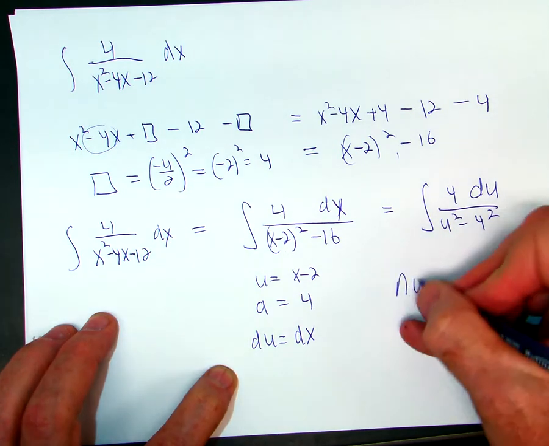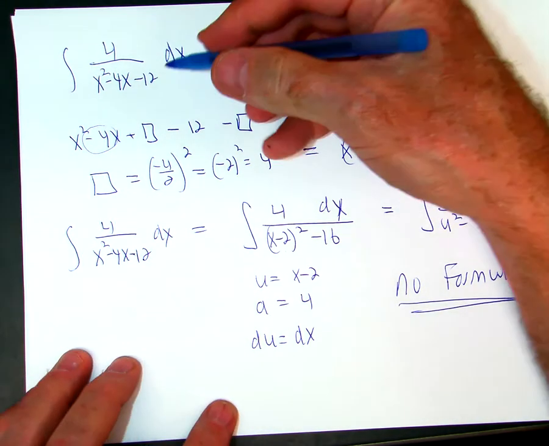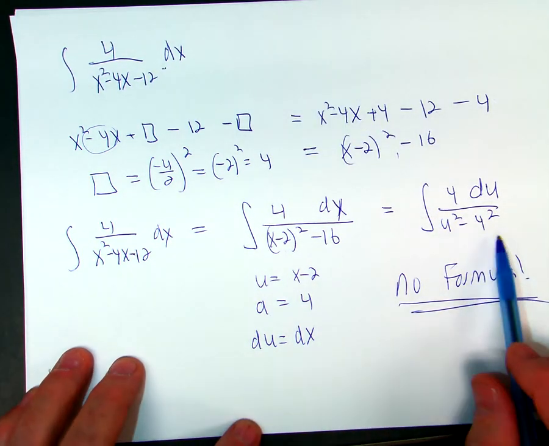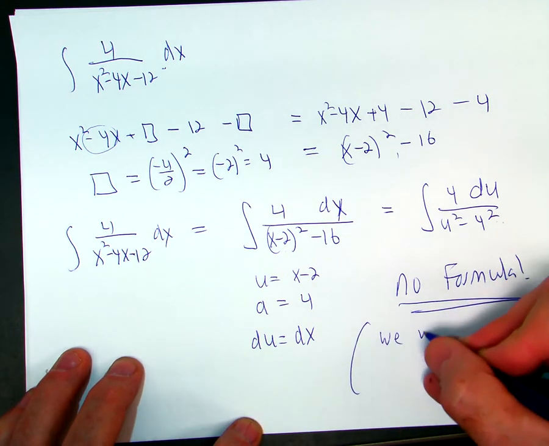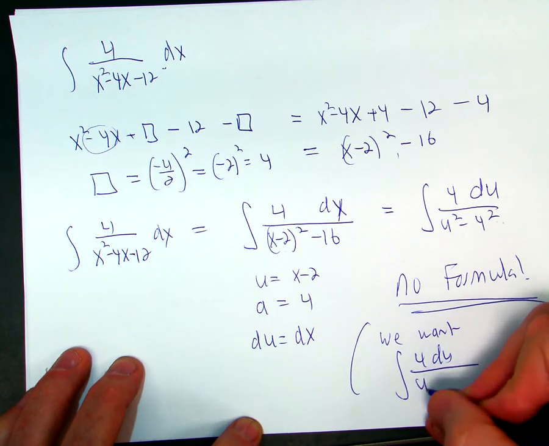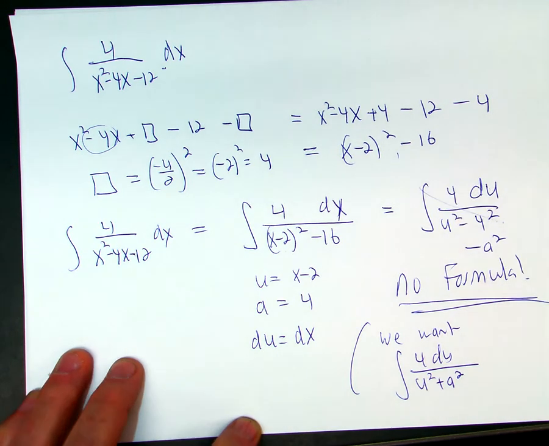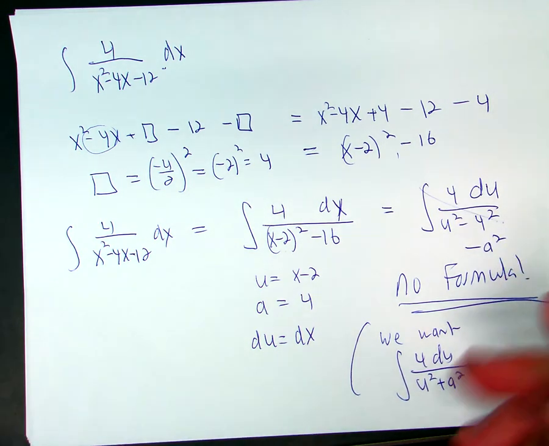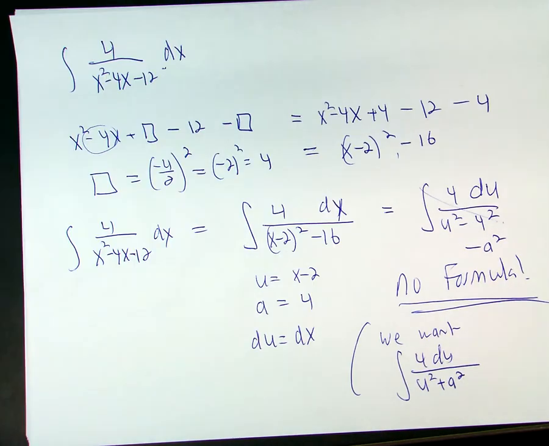But we don't have a formula for that. And so my point being is that with this integral, if we try to write it as an inverse tan, it's the wrong formula. We want the integral of 4 du over u squared plus a squared, not minus a squared. So that doesn't work. So we have no other recourse with this problem but to do it as an integration by parts problem. It's just the way that it is. So that was to give you an example where I tried to do it both ways, but only one way worked.